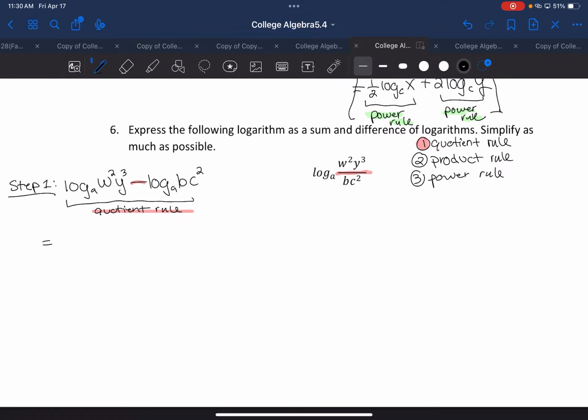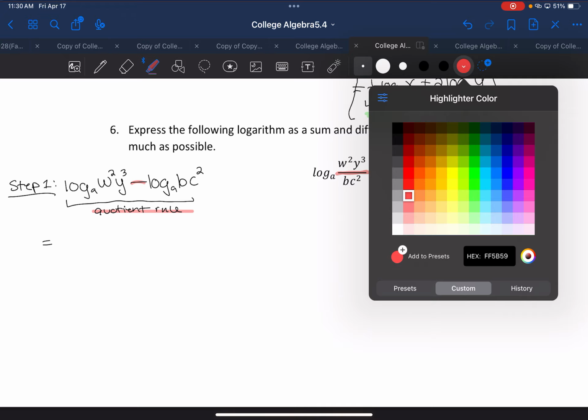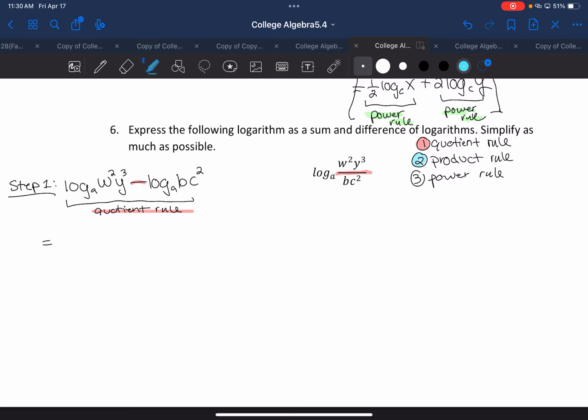And now I will look for anything being multiplied inside the logs, which I definitely have in both of those. So I need to use the product rule next and separate both of those into sums. Okay, so the first one would be log base A of w squared plus log base A of y cubed, because that's what's being multiplied here, w squared times y cubed. So all of that, I just used the product rule on the first term.